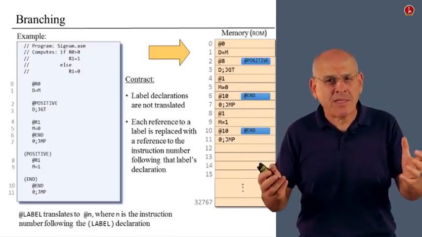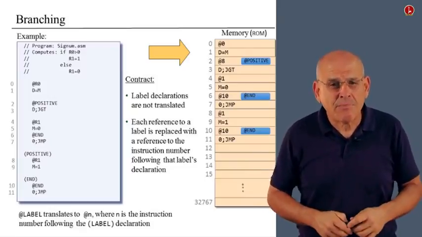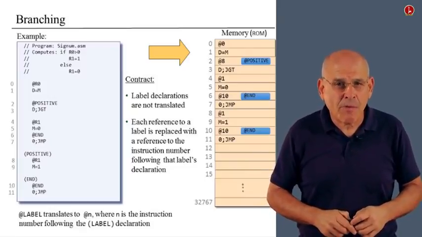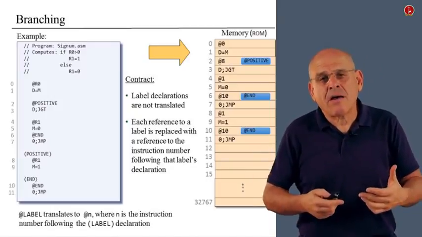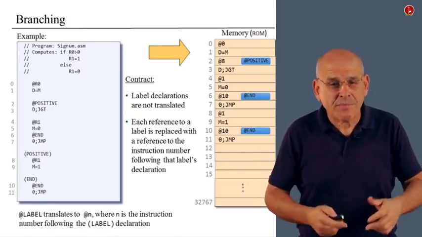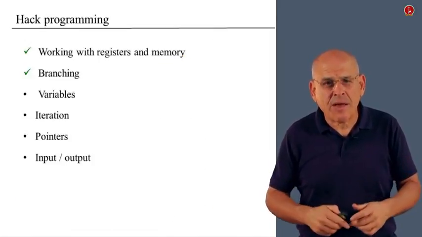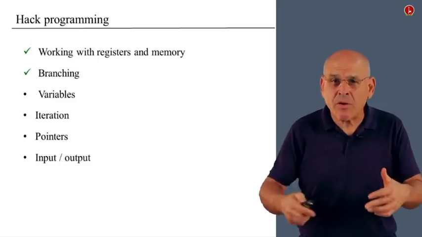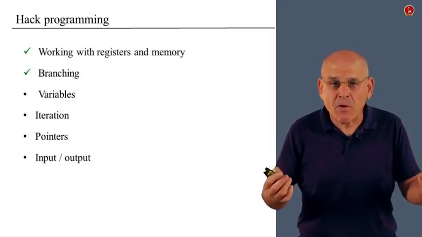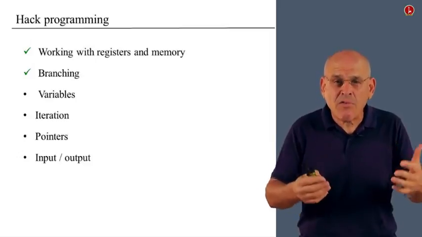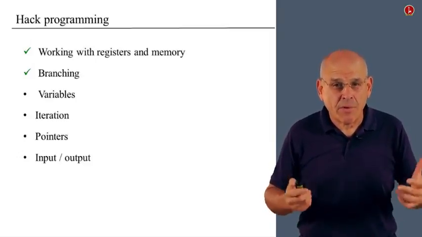So once we keep this in mind, we can happily invent and use as many labels as we want in our program. And then we can use these labels to affect the notion of branching. Okay, so having dealt with branching, and obviously it's something that we'll return to because you cannot write any non-trivial program without branching, let's move on and talk about another abstraction called variables.